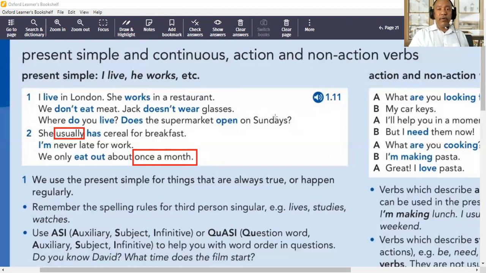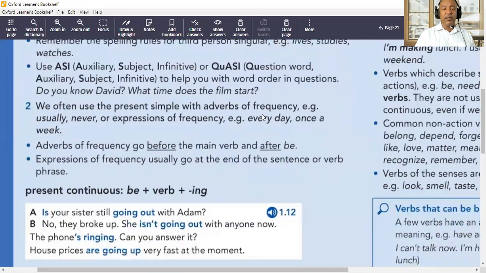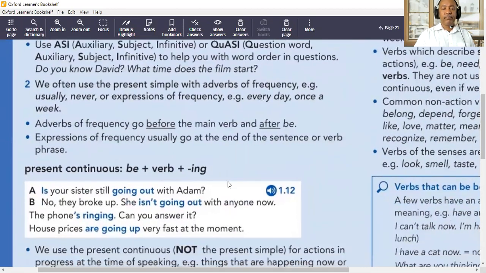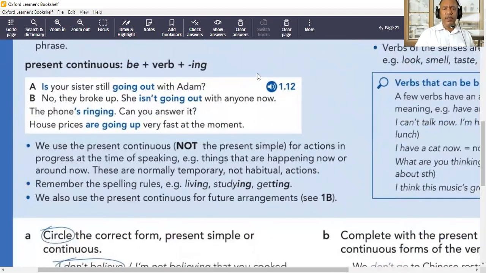So let's move on. I'm going to clear this and let's talk about the present continuous, okay? There are a few details here. Please check them out later on, okay? The present continuous, super easy, super easy. The present continuous is the combination of the verb be and one verb with ing. Okay.